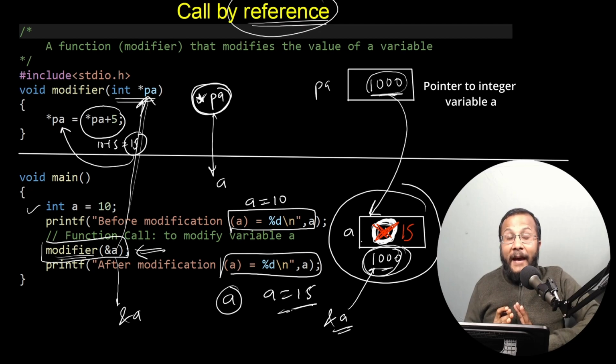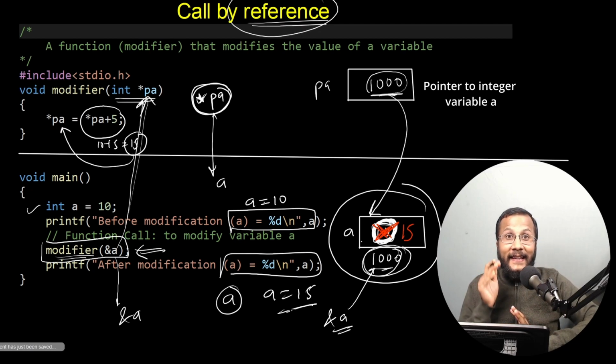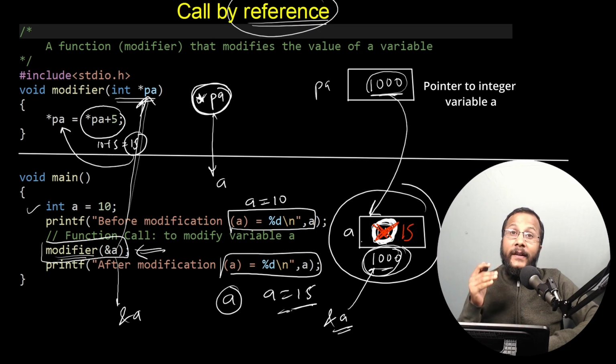So this is one of the applications of pointers. In this lecture, we have learned the difference between call by value and call by reference. We have seen what is the drawback of call by value and how it can be overcome by making the call by reference. Call by reference is nothing but a function call wherein you make a call to a function and you pass the address of a variable as an argument. Okay, so that is what we have learned in this lecture.